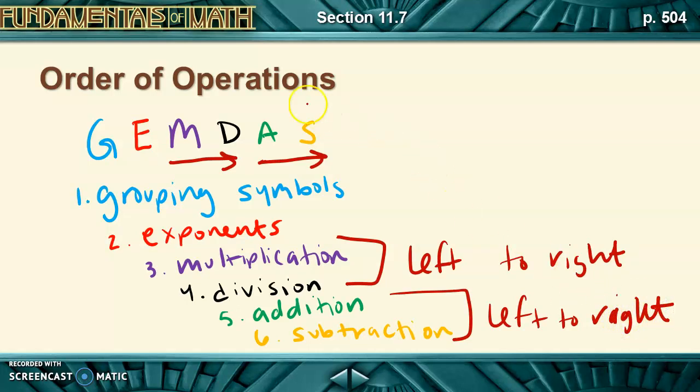So I just want to remind you guys, I highly encourage you, whenever you have problems like this on your homework paper in your notebook, which you're keeping all of your homework notes on, write this at the top of your page. Refer to it as often as you need to. The arrows underneath multiplication and division mean you do those together, and addition or subtraction, the same thing.